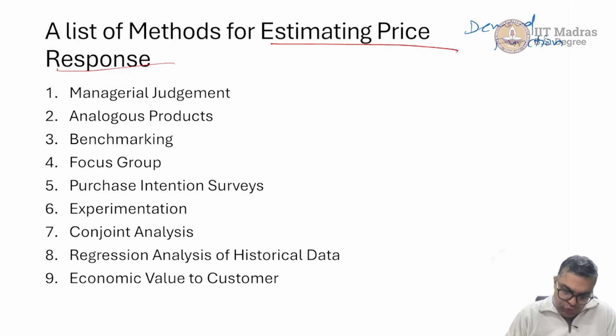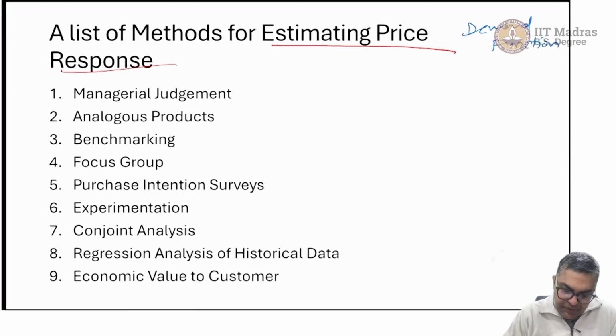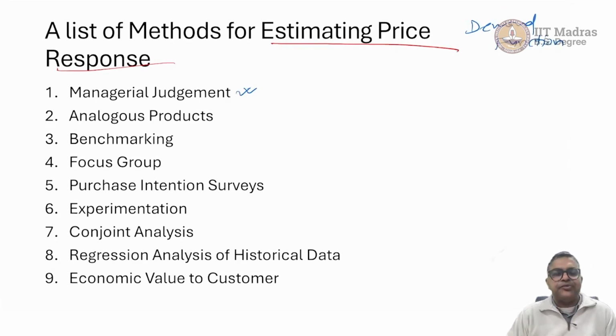So, I am going to talk about these 9 different techniques. All these techniques are a kind of approximation. They try to take advantage of certain situations. They have some plus points, they have some negative points. Just to give you a brief idea, managerial judgment is about the cumulative judgment that managers can come up with, and they say this is the demand curve.